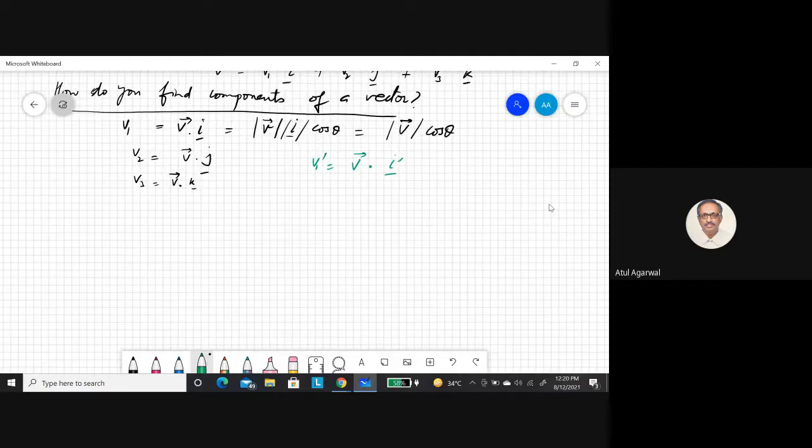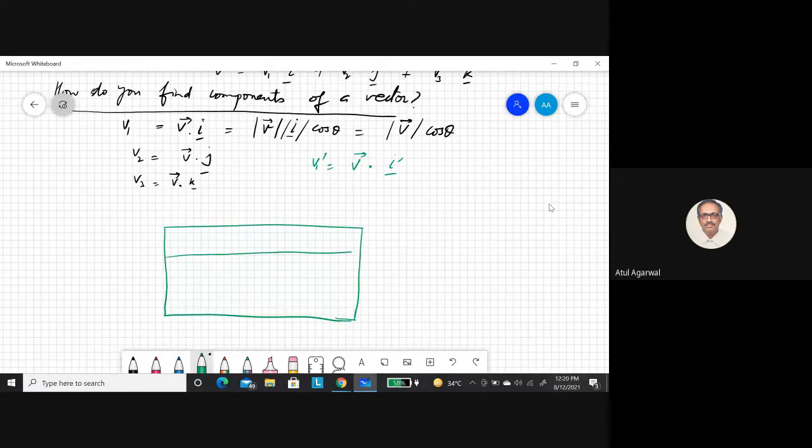You can make a table. I had probably done it last time. Take it as an x prime.